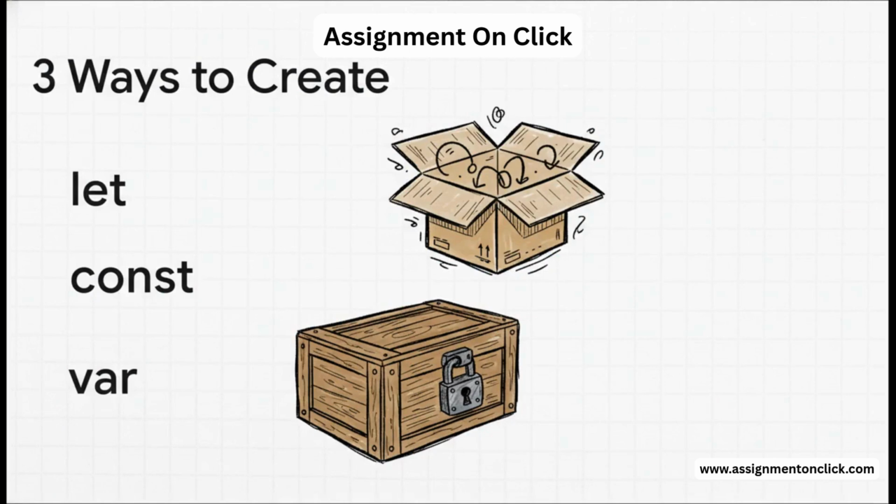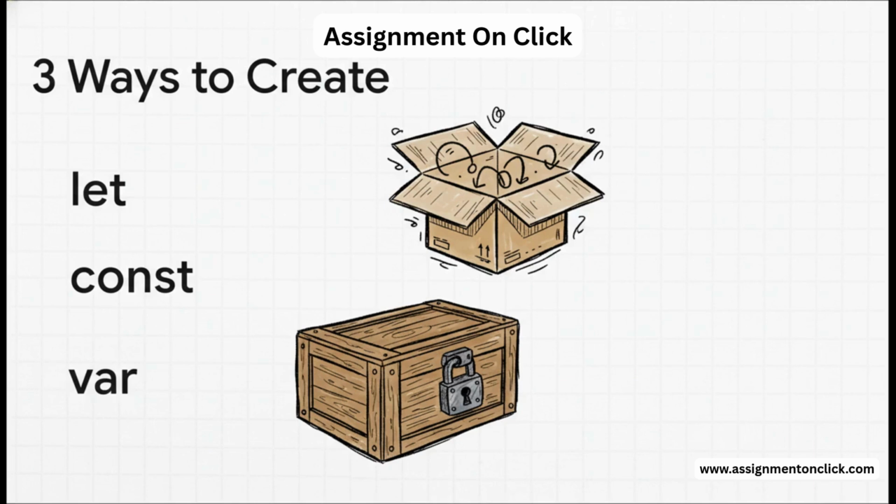Now, JavaScript gives us 3 different keywords to create these boxes. The modern tools, the ones you'll use most of the time, are let. That's for boxes where the contents might change, and const, for when you're storing something that you promise is never going to change. Then there's var. That's the old school way. It's a bit more flexible, but honestly, that flexibility can cause some really weird bugs, which is exactly why let and const were created.